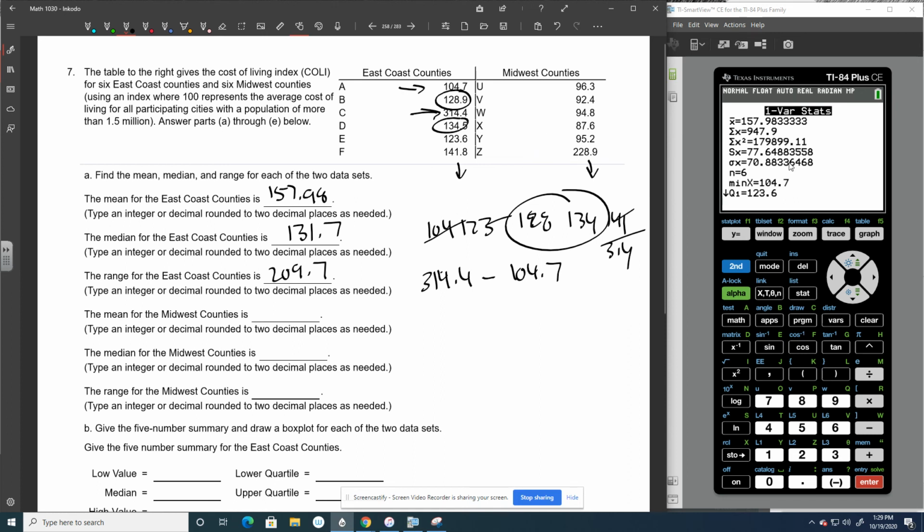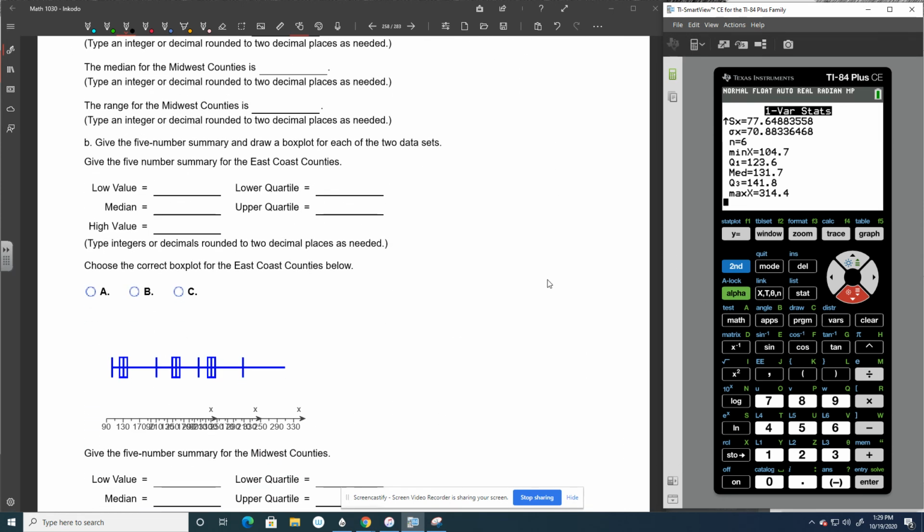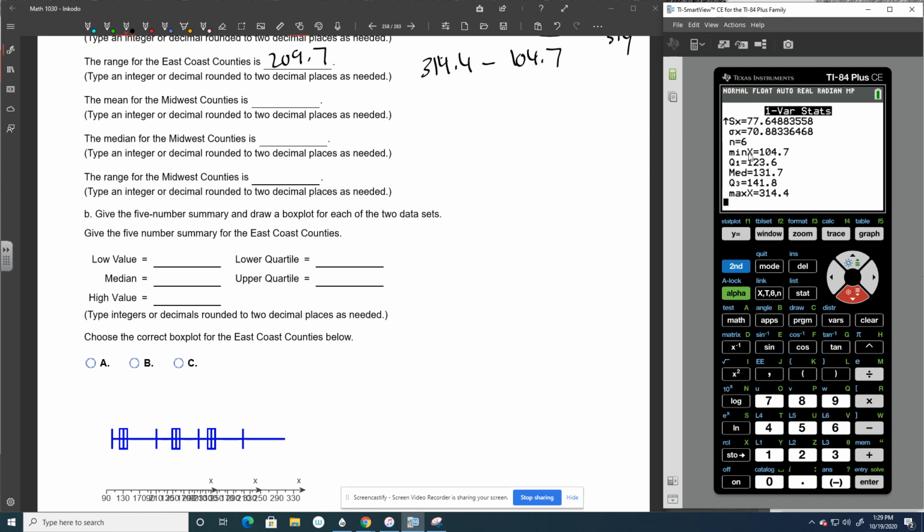And then it wants the 5-number summary, which you can scroll down and find right here at the bottom, okay? So to get my 5-number summary, my low value is right here, my minimum, 104.7. My lower quartile is quartile 1, so that would be 123.6. My median is 131.7. My upper quartile is my quartile 3, which is 141.8. And then my maximum is 314.4.